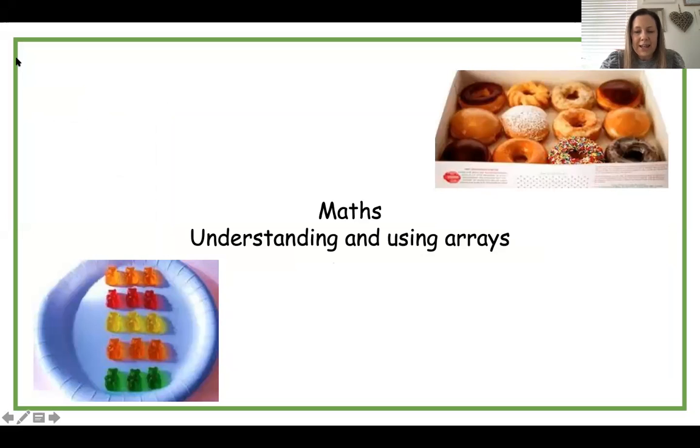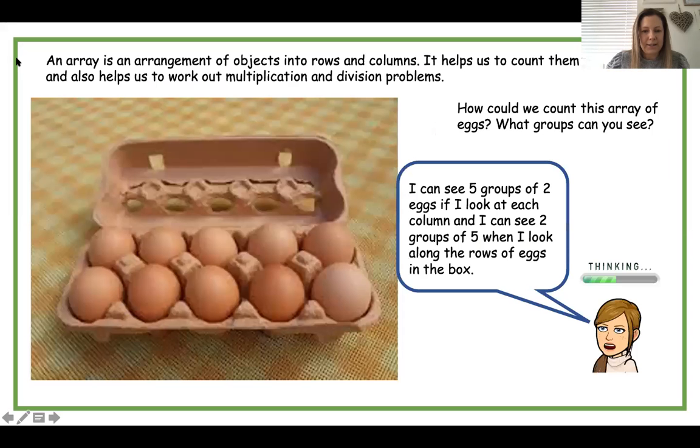Now, an array is something where we organize objects or drawings into rows and columns. So it makes them easier for us to count groups. And because it's counting the same lots of groups each time, it will help us a lot with multiplication. So let's have a look at my next slide.